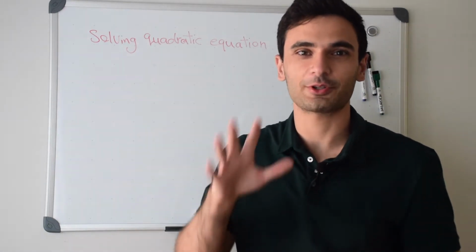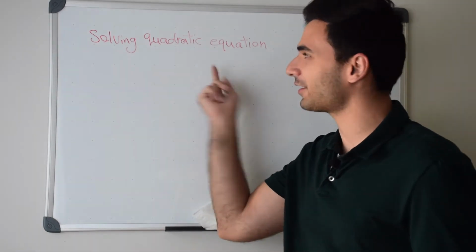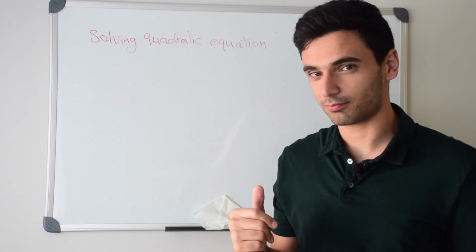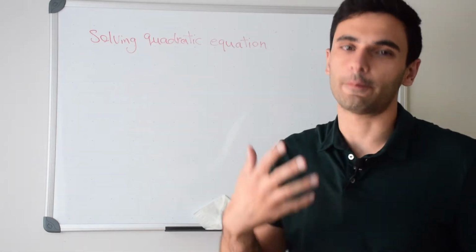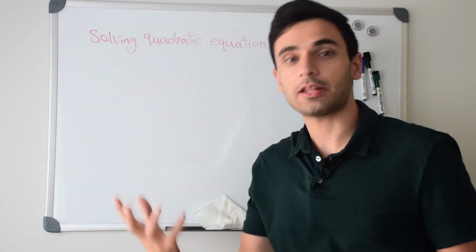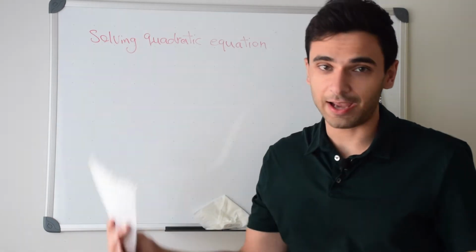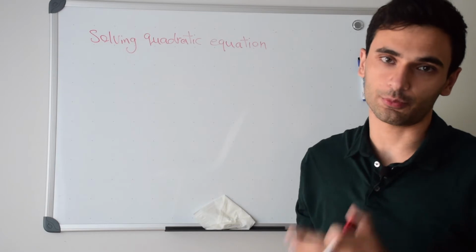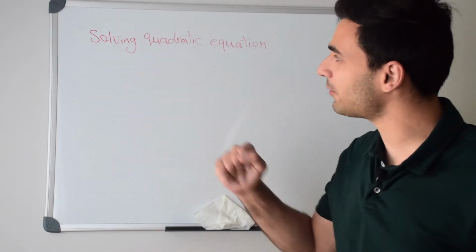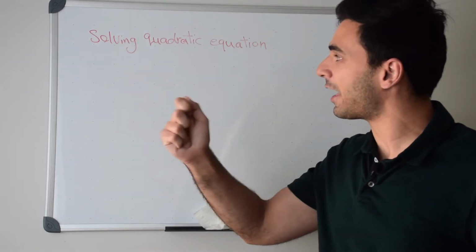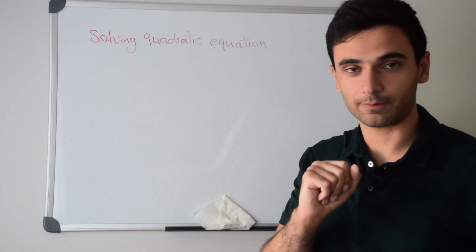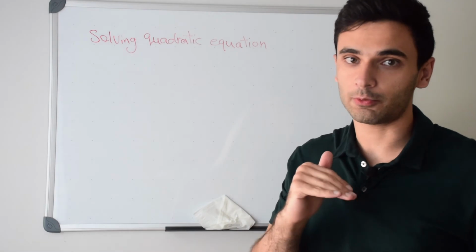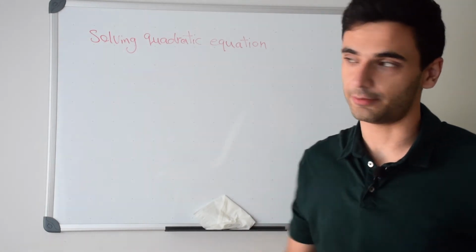So in this class I'm going to talk about solving quadratic equations. There are different ways to solve a quadratic equation. One way is by completing the square. Another way is by factoring, and the other way is using the quadratic formula. So we have three ways to solve it, and in this class I'm going to talk about two of them. First, completing the square, and another one is the quadratic formula.